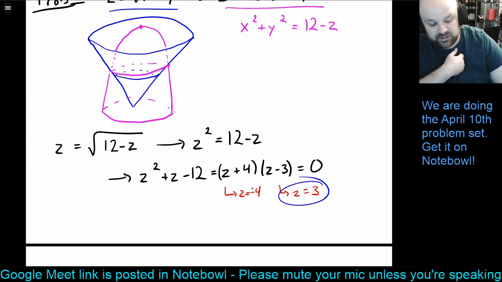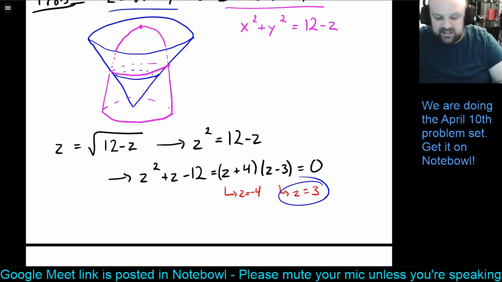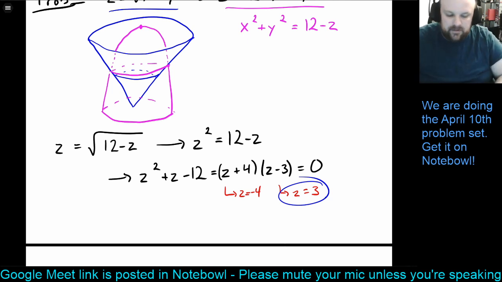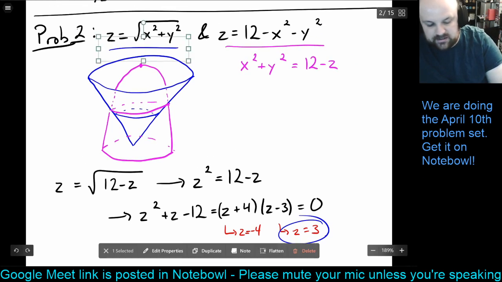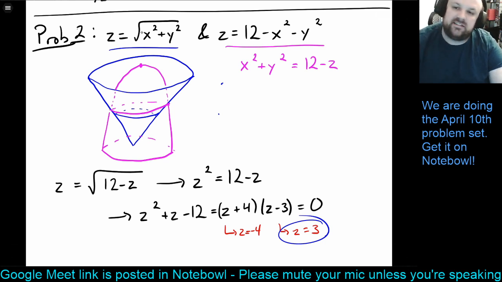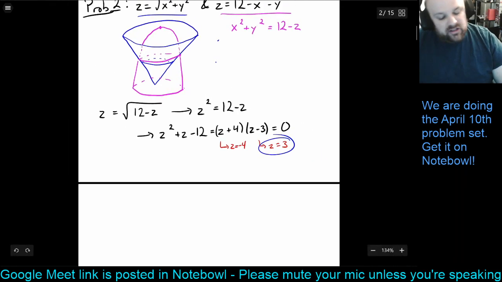The reason this one shows up is that since we squared this equation here, we actually end up with solutions for the full cone. The full cone has the part on top and the part below. So z equals negative 4 is where that paraboloid hits the bottom part of the cone that's opening up, right? If you square both sides of this equation and then graph it, you get the double cone going up and down. All right. So z equals 3 is that.